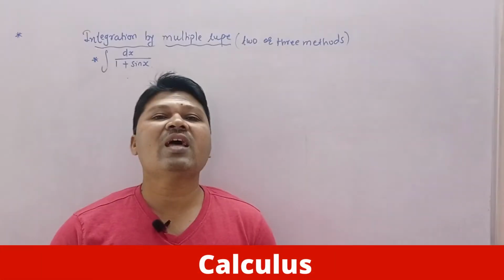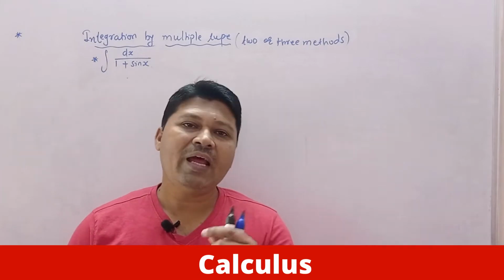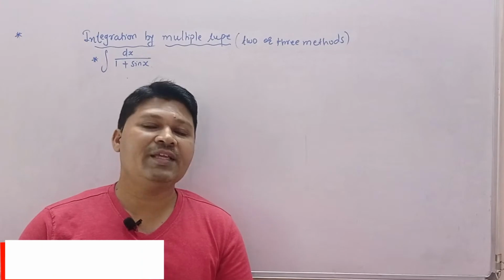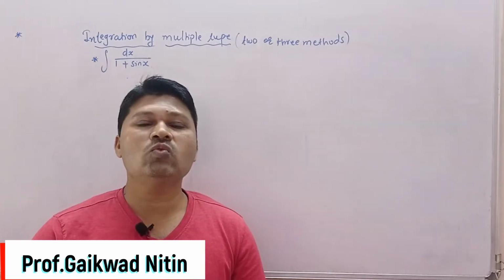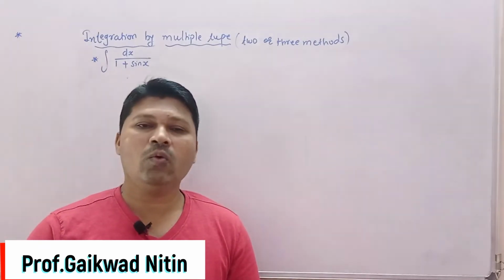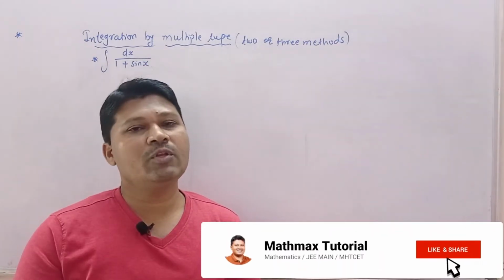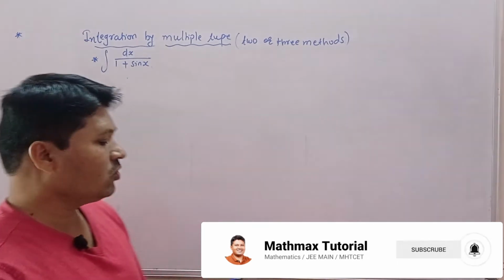Today we will see an amazing integration example: the integral of dx upon 1 plus sin x, and we can find the solution using three methods. Which method is better for this example? Please comment below. Now let's start.